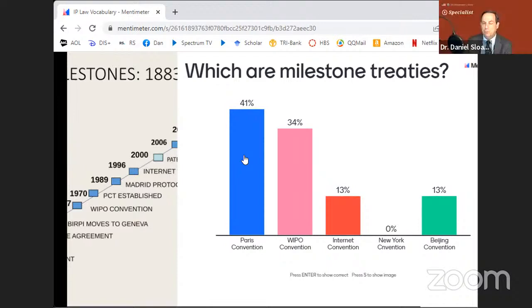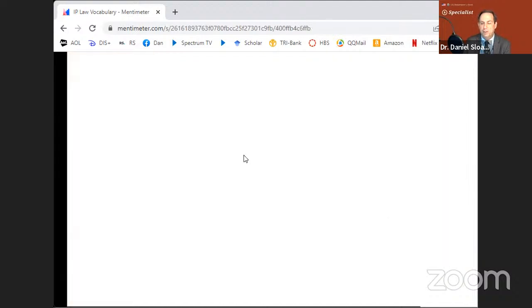Well, I don't want to run over too much. We're already a minute over now, but it looks like the New York Convention is 0, and that's great because that one is not listed there. And it's incorrectly spelled as well in the convention.